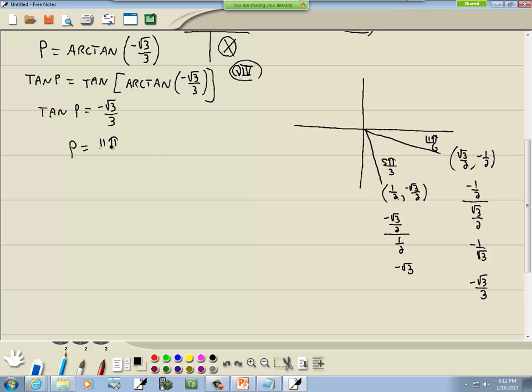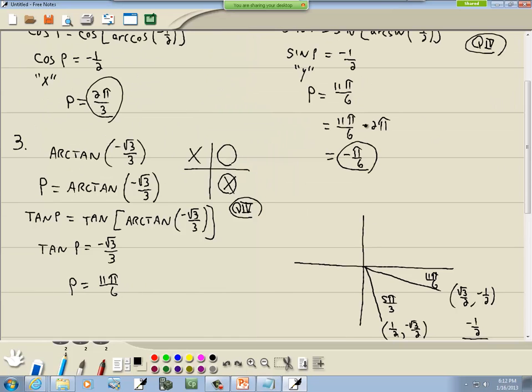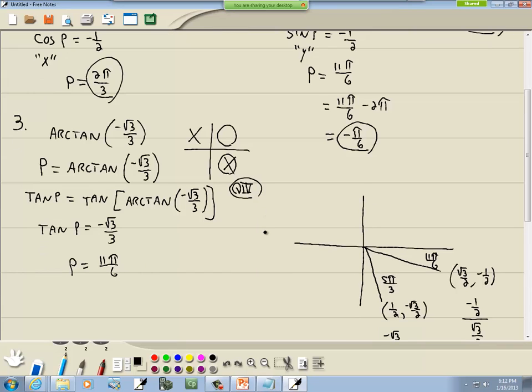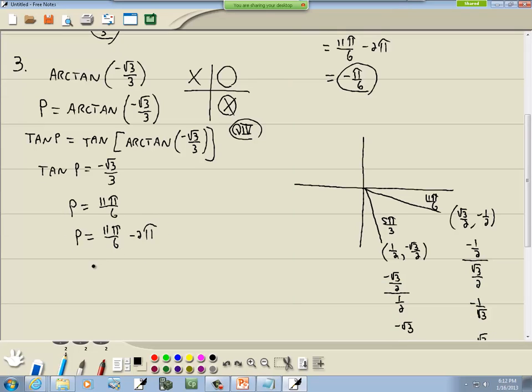But we've got a problem. Is this the same as the one up here? Yeah, it is, isn't it? Arctangent is only valid from negative pi over 2 to pi over 2. This is not in that range. So what we need to do is subtract 2 pi. If we subtract 2 pi, we're going to end up with negative pi over 6 again, which is our answer.